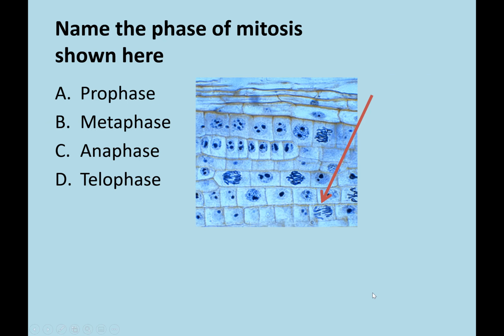Okay, try this one. So this cell right here is showing anaphase. I want you to be able to see that the chromosomes are separating. Okay. This one would also be anaphase.